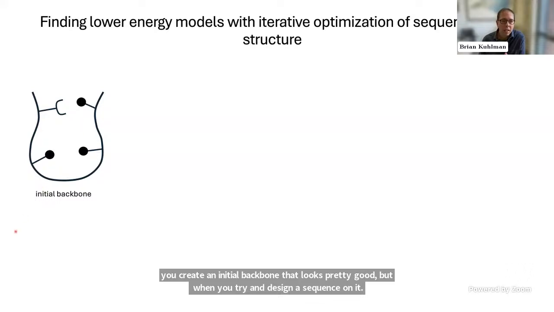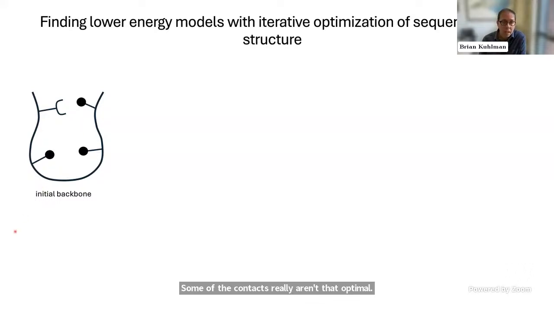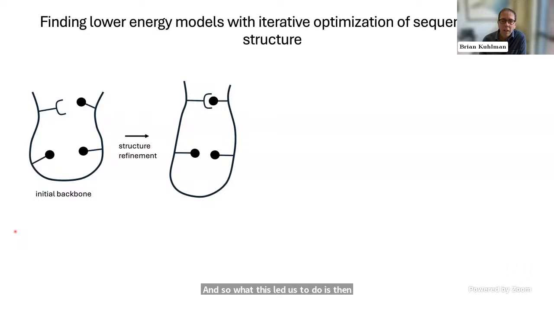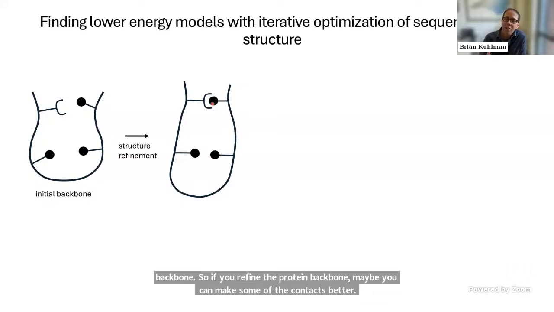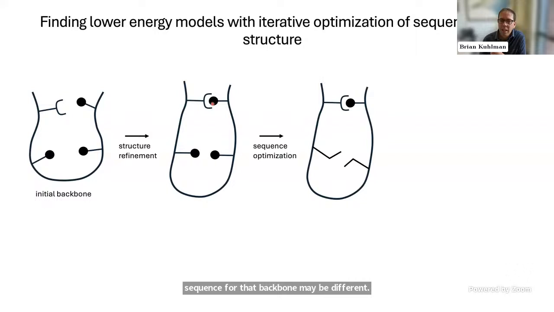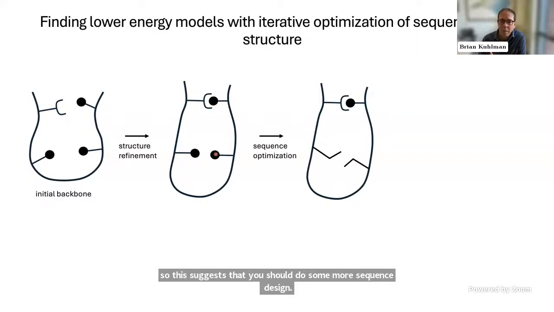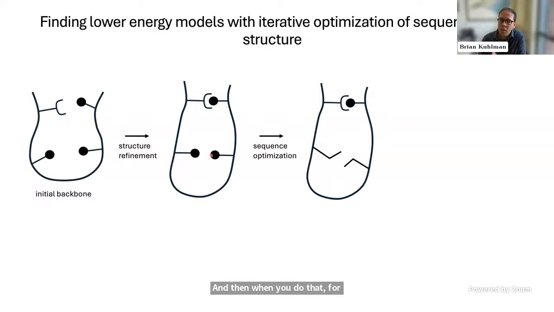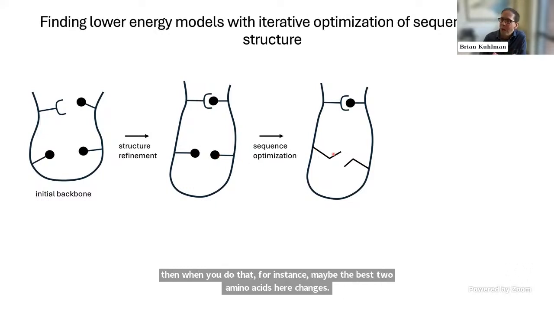And so what this led us to think is, well, then maybe we need to refine the protein backbone. If you refine the protein backbone, maybe you can make some of the contacts better. But now that you've changed the backbone, the ideal sequence for that backbone may be different. And so this suggests that you should do some more sequence design. And then when you do that, for instance, maybe the best two amino acids here change. But now, of course, you have a new sequence, which means the preferred backbone may have changed.